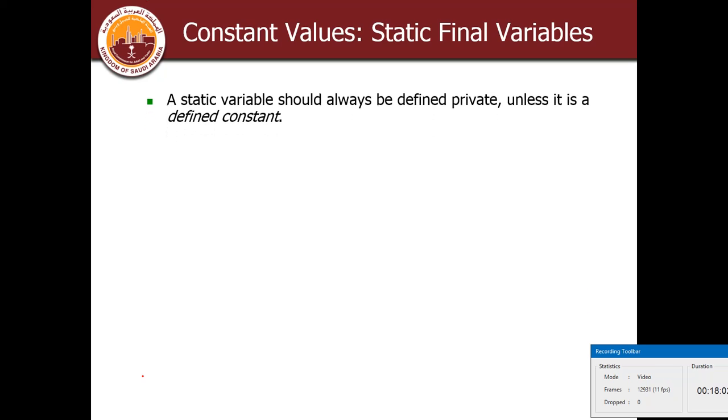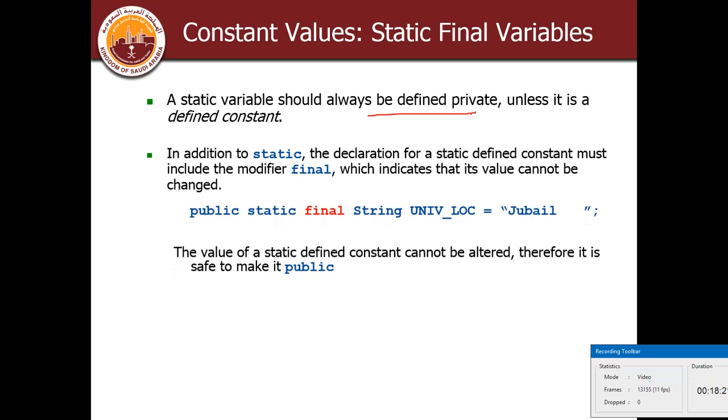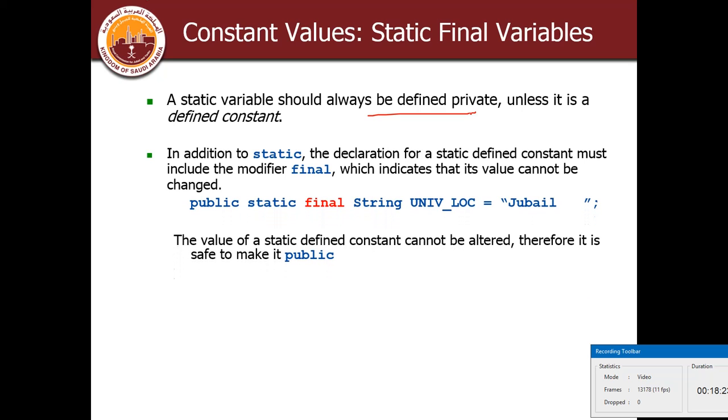Alright, now we can have static final variables also. A static variable should always be defined as private, as I just explained, unless it is defined as a constant. In addition to static, the declaration of a defined constant must also have the modifier final, which indicates that its value cannot be changed.